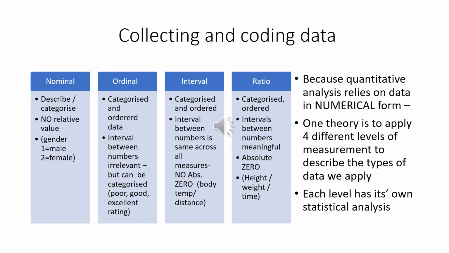Now, ratio data gives you even more specificity as well. So ratio data gives us categorized, ordered data. There are intervals between the numbers which are meaningful. There is an absolute zero, and this is where height, weight, time come in, and this is probably the easiest one to statistically analyse. These matter because the type of data you have determines which type of data analysis you're going to perform.